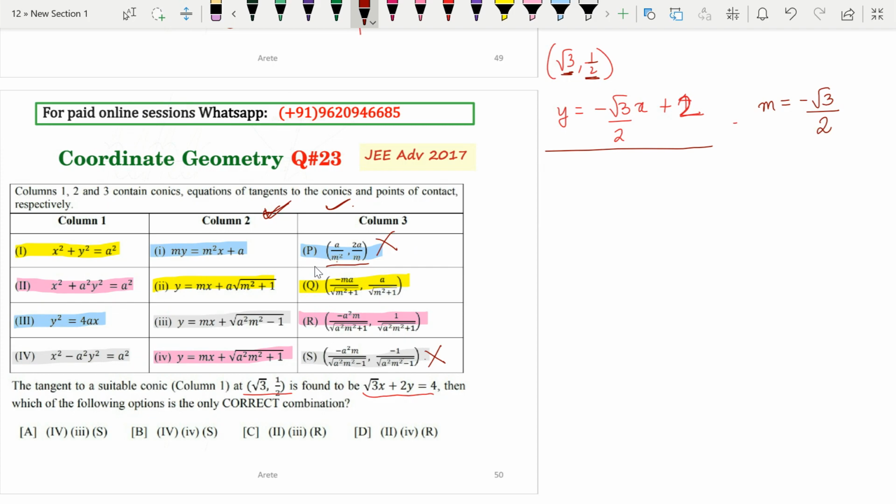So we don't have to consider this option. This is completely out. This option and this option are out. We have to only check two of them. So let's start checking with the first one first.